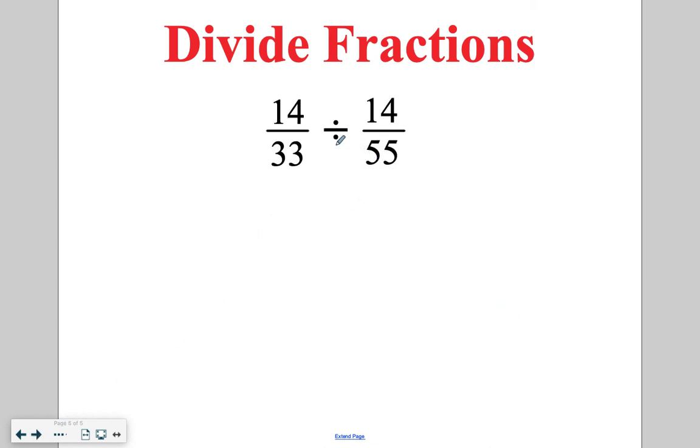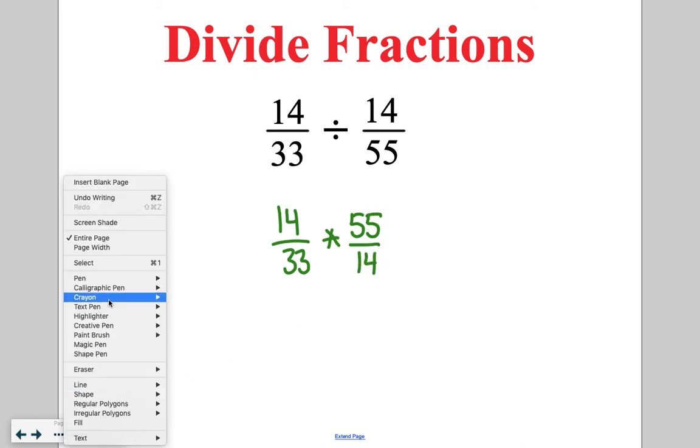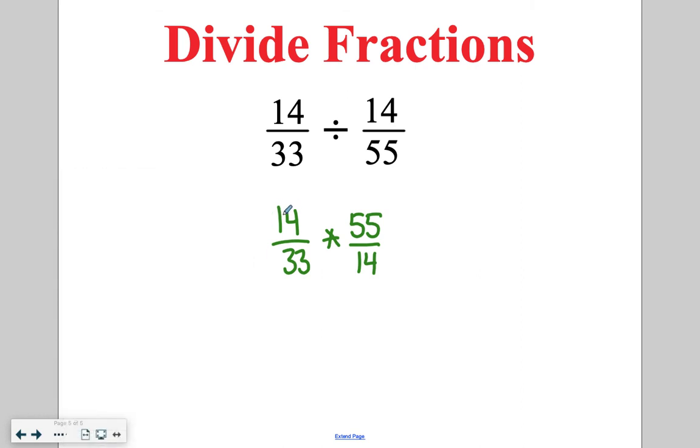For my last example, I have 14 over 33 divided by 14 over 55. So I'm going to keep the first fraction, change the division to multiplication, and what do I get when I flip the second fraction? 55 over 14. Can 14 and 14 be reduced? Yes, they can. Both can be divided by 14, so both turn into 1. Can 33 and 55 be reduced? Yes, both can be divided by 11.